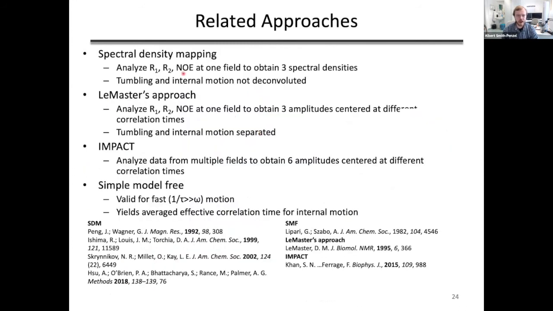Okay, so I should just mention there are a number of related approaches. Spectral density mapping is mathematically an instance of the detector analysis where we don't remove tumbling. Lamass's approach can be thought of as a special case of detector analysis where we do remove tumbling. And impact is closely related, although I wouldn't quite say it's a special case. And in fact, simple model free, if you have very fast motion, behaves also in a similar manner to the detector analysis in solution.